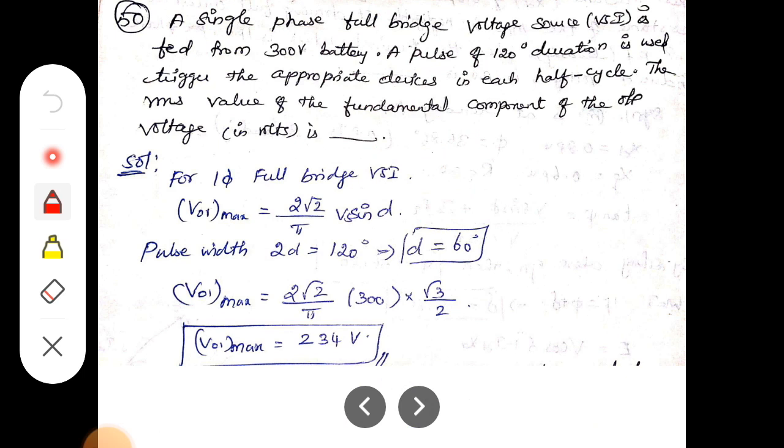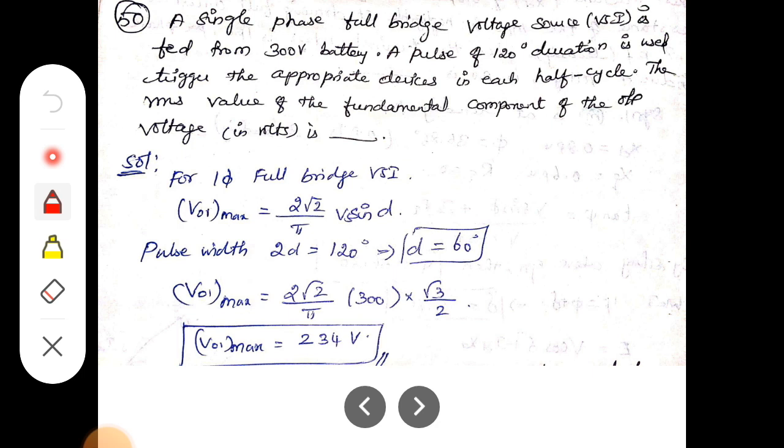So next problem, a single phase full bridge voltage source inverter VSI is fed from a 300 volt battery. A pulse of 120 degree duration is used to trigger the appropriate device in each half cycle. The RMS value of the fundamental component of the output voltage in volt. So we want to calculate the output voltage of the given VSI based single phase circuit.